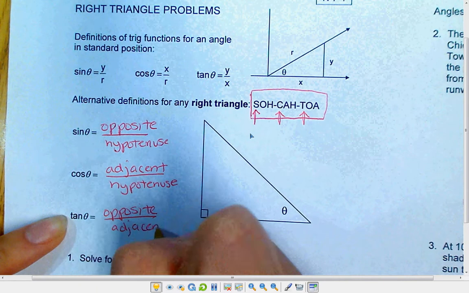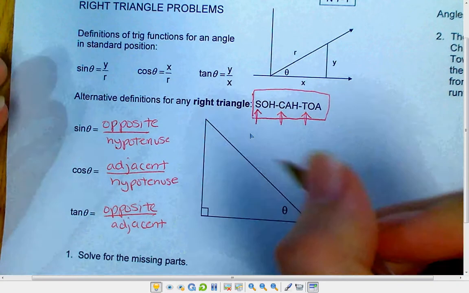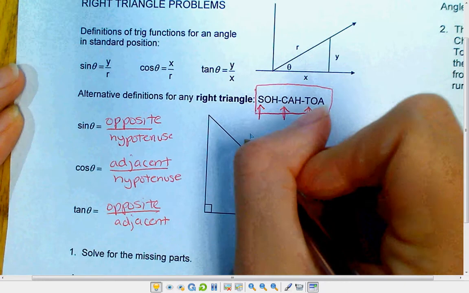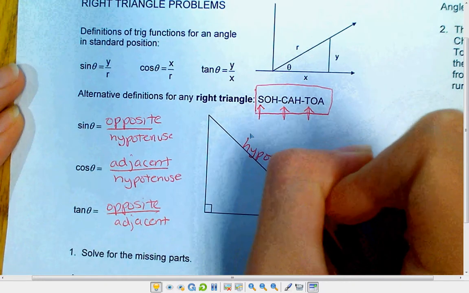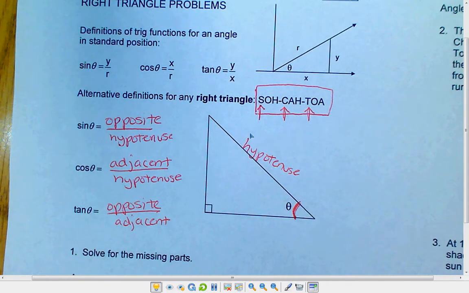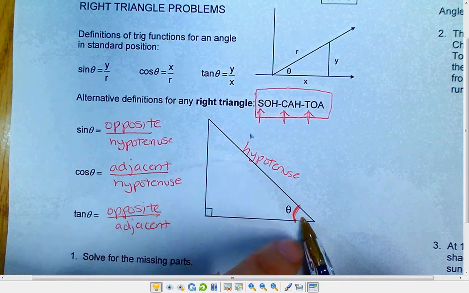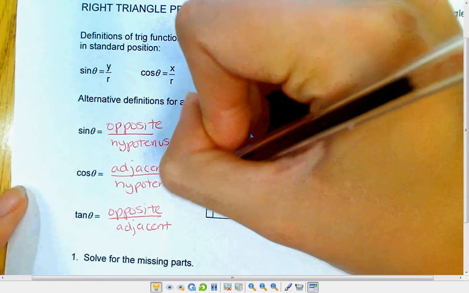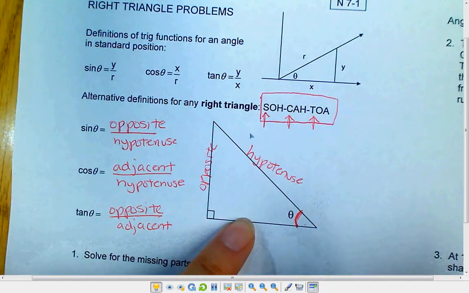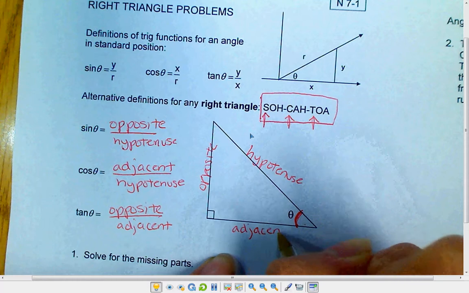So SOHCAHTOA tells you which side of your triangle to use. So if this is my angle right here, my hypotenuse is always the side that's opposite the right angle. Opposite is the side that's going to be across from this angle, so this is my opposite side. And then adjacent, which means next to, is the side that's remaining, that's next to my angle.